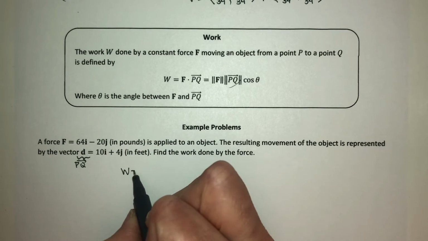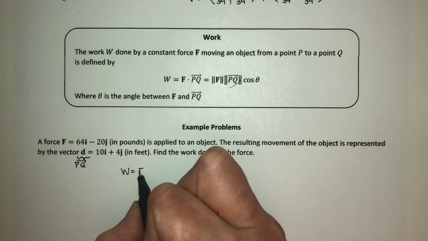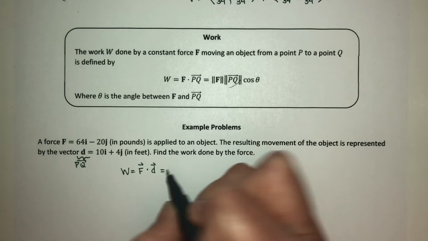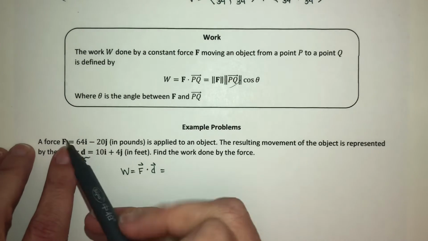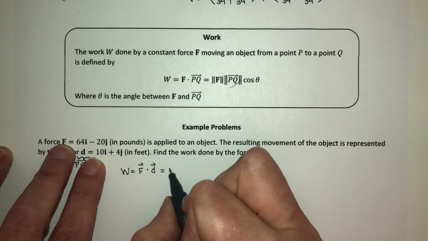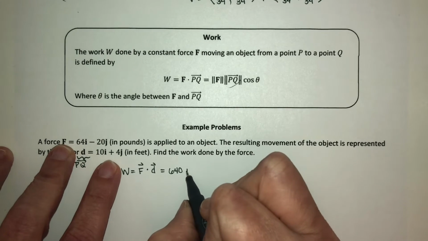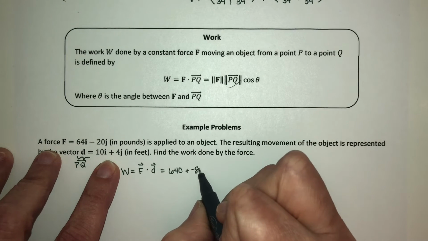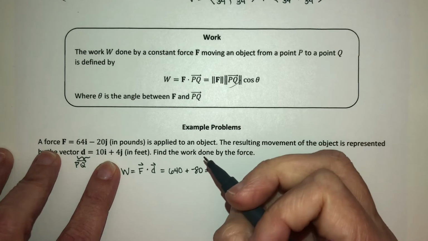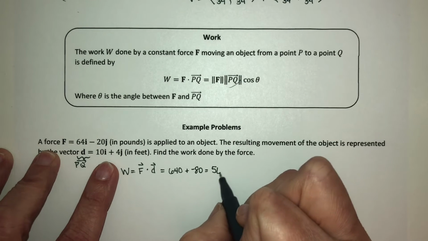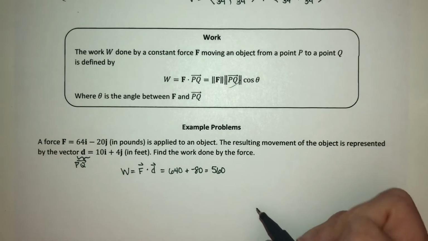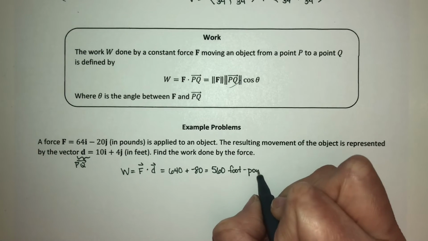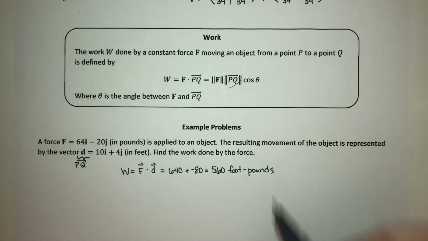Our work is going to equal our vector F dot the vector D. So 64 times 10 is 640 plus negative 20 times 4, that's negative 80. And that gives us 560. And these are measured in foot-pounds. And that's your answer there.